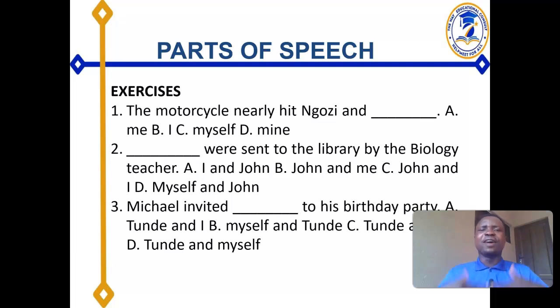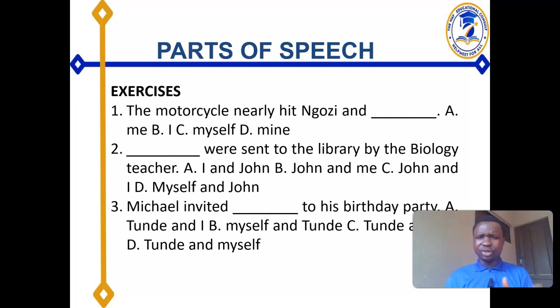Can you see? After you have known that you have to look for the subjective case, you now have two options showing "I and John" and "John and I". You don't need to permute and be guessing which one will be the correct answer. By the time you have two nouns like this, there is what we call the rule of preference. You prefer others before you. So in this case, you allow John to come before "I". So in other words, you are going to have "John and I were sent to the library by the biology teacher."